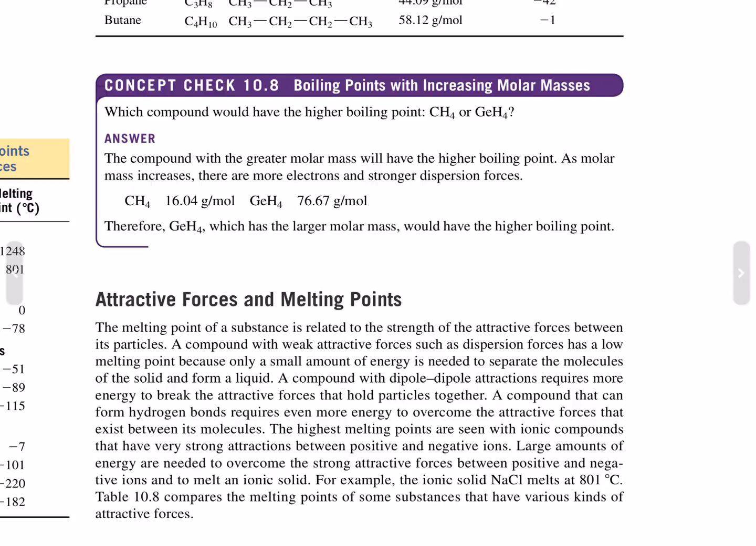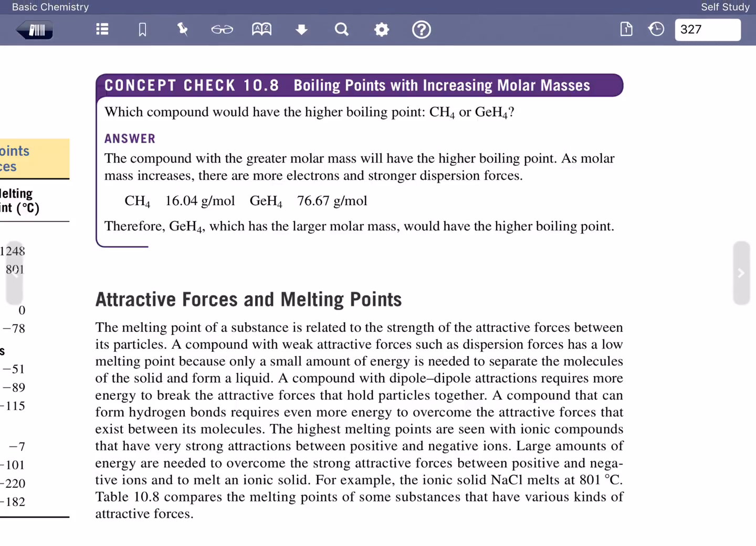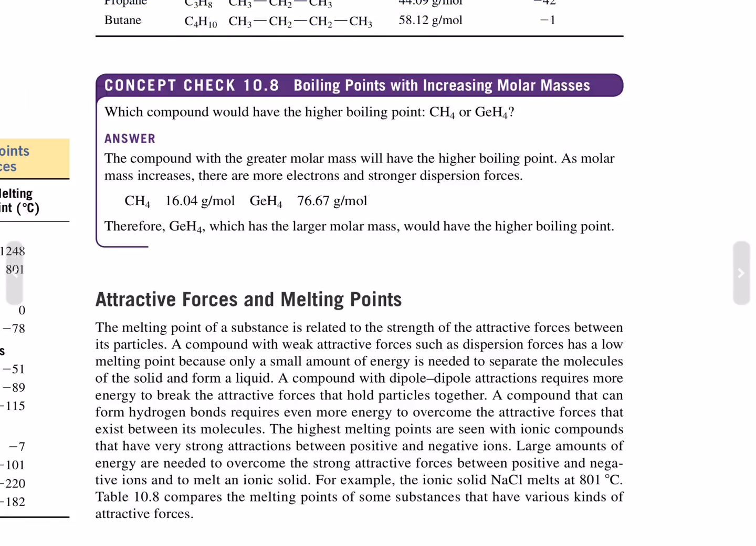The highest melting points are seen with the ionic compounds that have very strong attractions between positive and negative ions. Large amounts of energy are needed to overcome the strong attractive forces between positive and negative ions and to melt the ionic solid. For example, the ionic solid sodium chloride melts at 801 degrees Celsius. Table 10.8 compares the melting points of some substances that have various kinds of attractive forces.